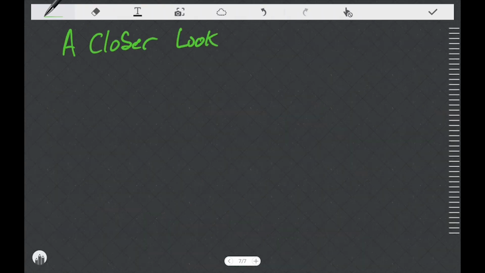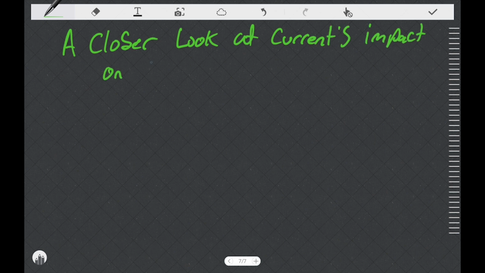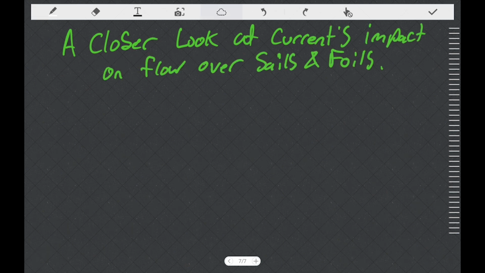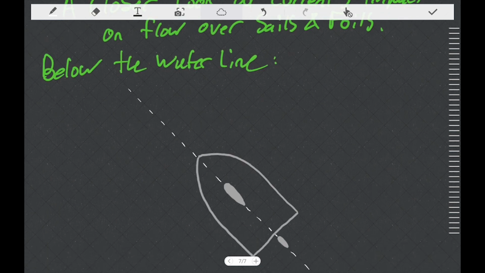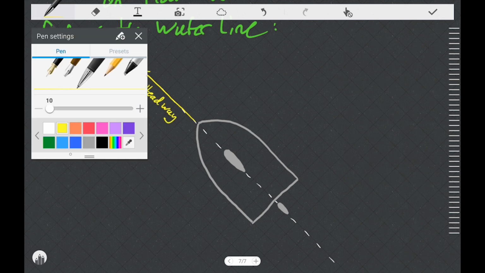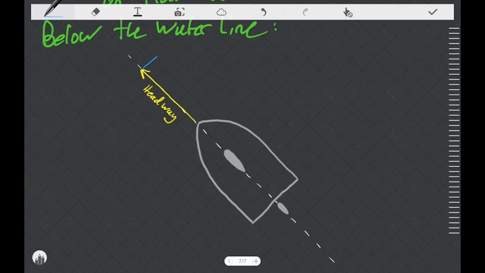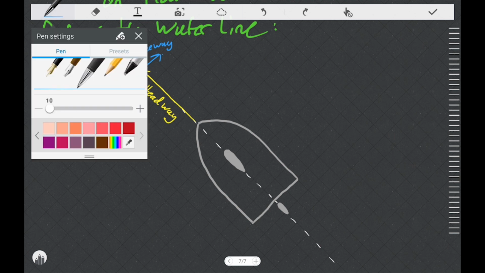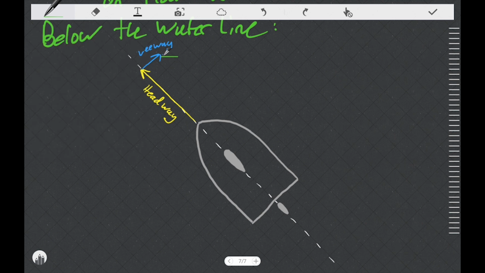Now I'd like to take a closer look at the current's impact on flow over your sails and your foils. Since we're talking about current, which is movement of water, I think we should start below the waterline. I'm going to borrow a diagram that I first presented in my flow over sails and foils video. So recall that as the boat moves through the water, it makes a certain amount of headway and a certain amount of leeway. And the combination of the headway and the leeway is going to be the boat's progress through the water. So we're going to borrow our label VBW and apply it to that vector.